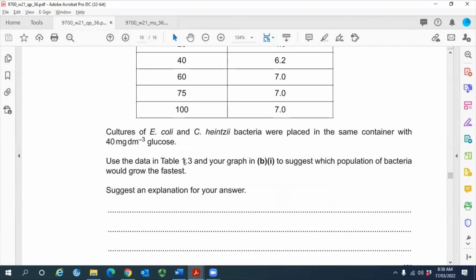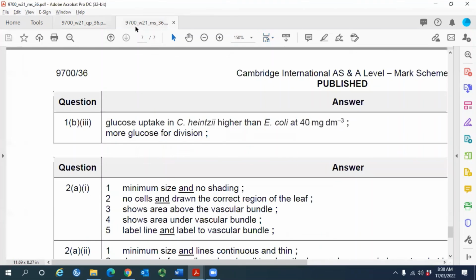So use the data in table 1.3 in your graph to suggest which population of bacteria will grow faster and suggest an explanation. Very easy, right? Whichever takes up the glucose fastest, isn't it? So between the two, the one that takes up the fastest is actually C. henzi, higher than E. coli at 40 milligram per dm cube. Then they ask you to explain why.